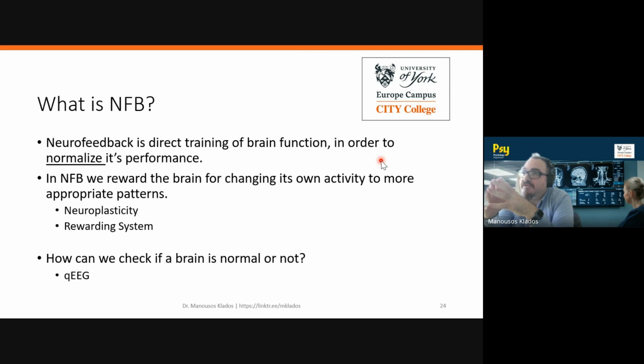But the main question that arises here is whether this change that we make in the brain is followed by a behavioral change, or by a change in the condition or disorder that we would like to treat. In some cases, yes; in some cases, no. We don't know yet. That's why it's an open field for research.